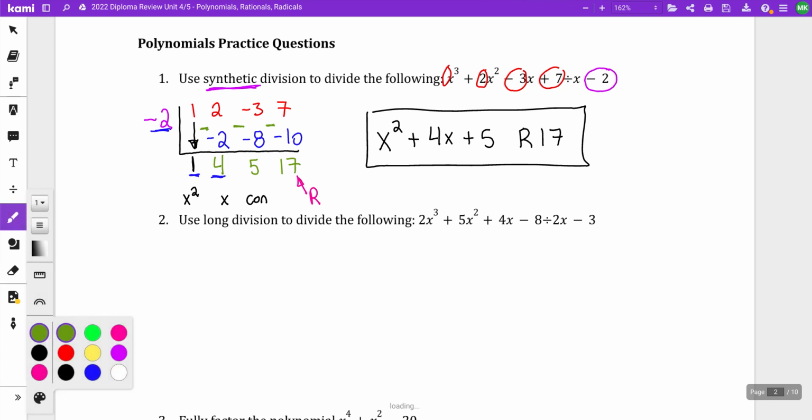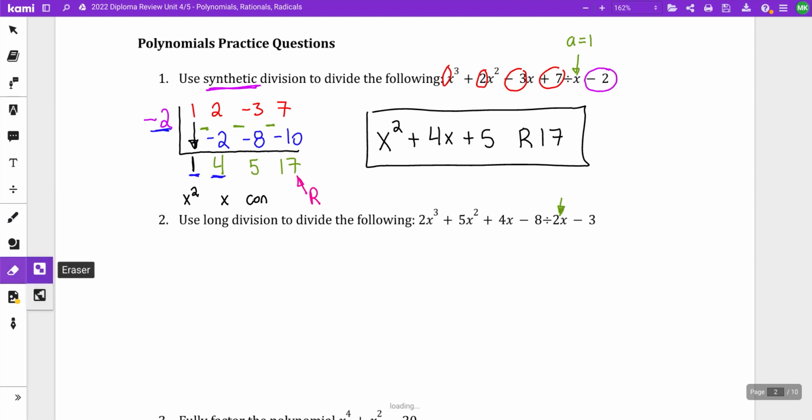So notice that up here, there was an a value of 1. If there's a value there, you can't use synthetic division. So that was probably the biggest downfall of synthetic division. If you look at question 2, I could not use synthetic division because of that 2. They would never try to trick you by saying use synthetic division. Technically, you could use synthetic division on it, but for our course, they're never allowed to ask you that. You only have to use synthetic division with an a value of 1. If you have a value there, we do the long division.